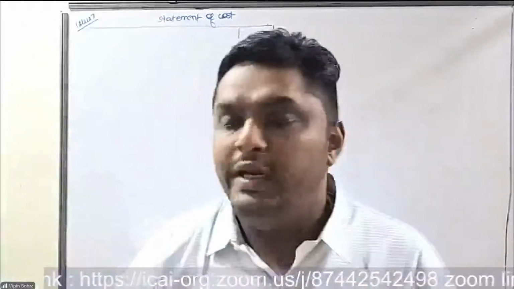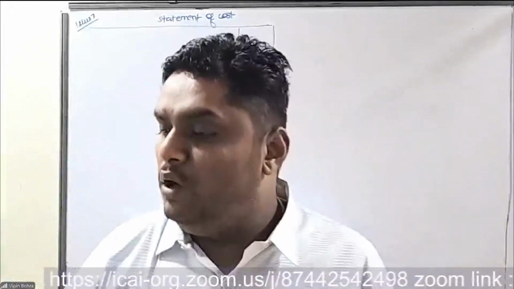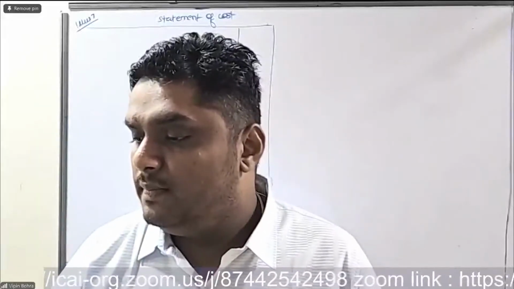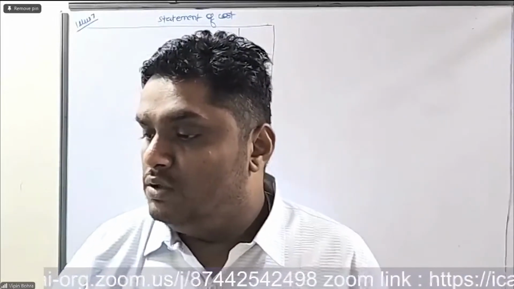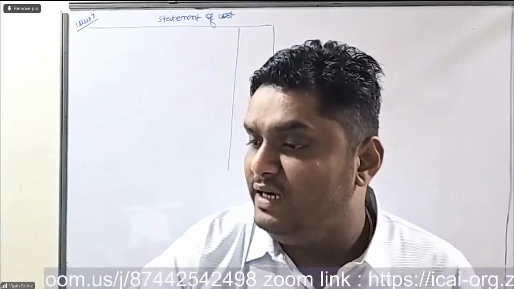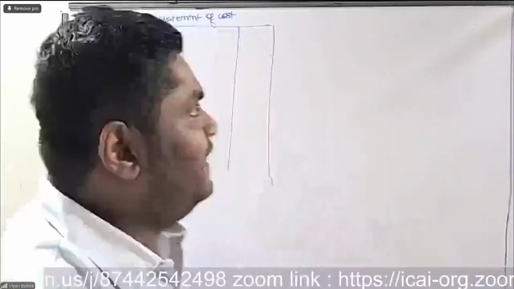In this, no need to bifurcate what are variable and what are fixed. You have to simply write all the costs. That's it. So let's start. When talking about the expenses, staff salary excluding room attendant is 5,50,000.